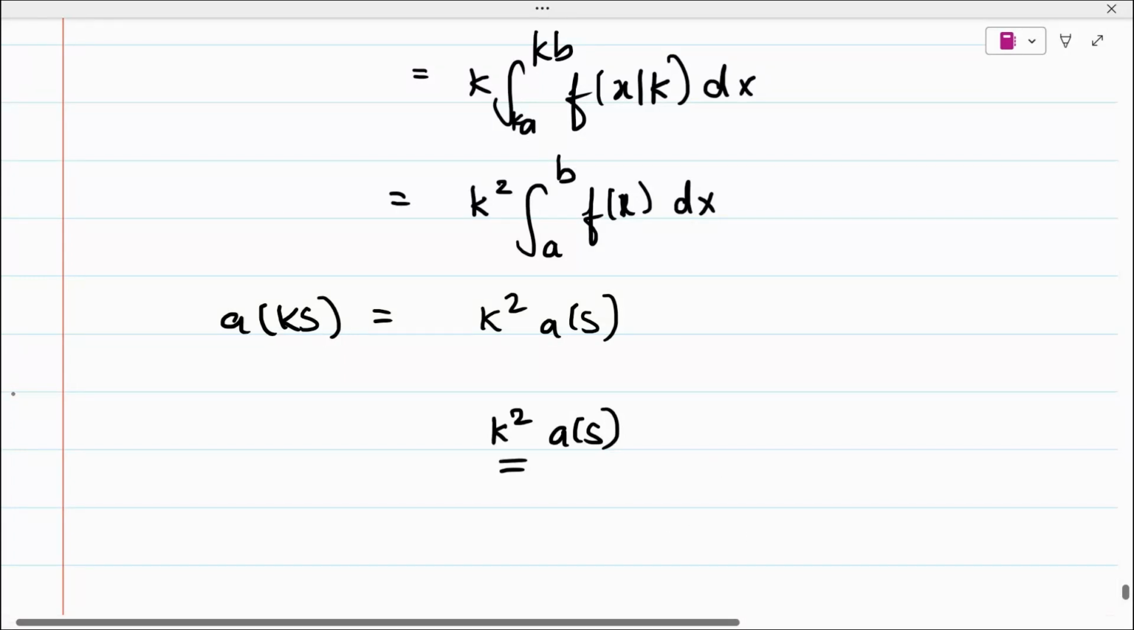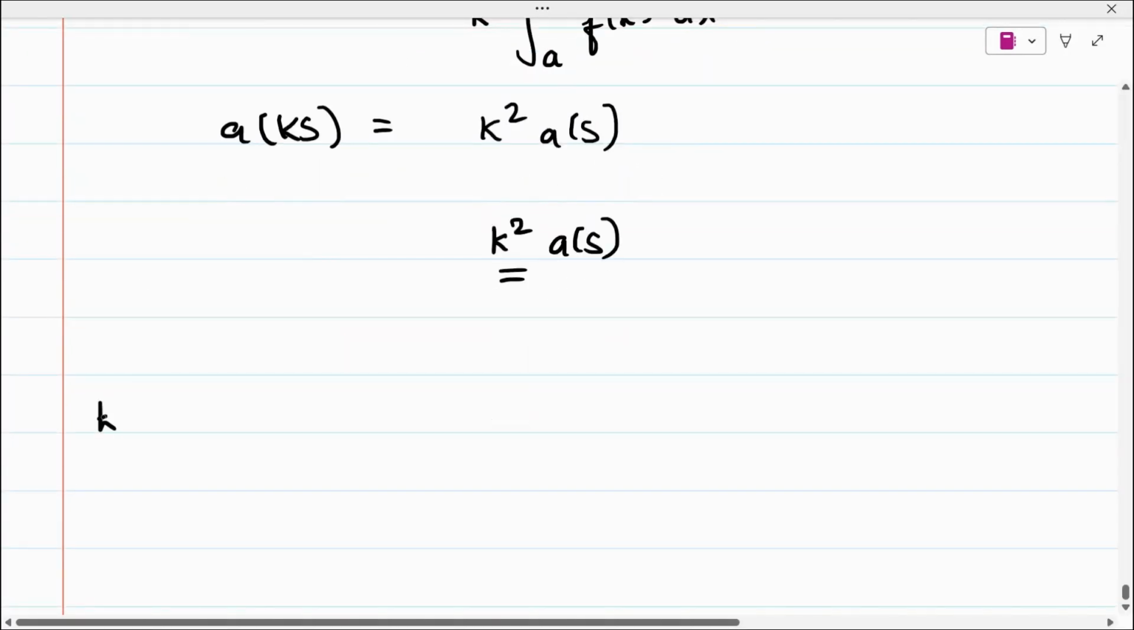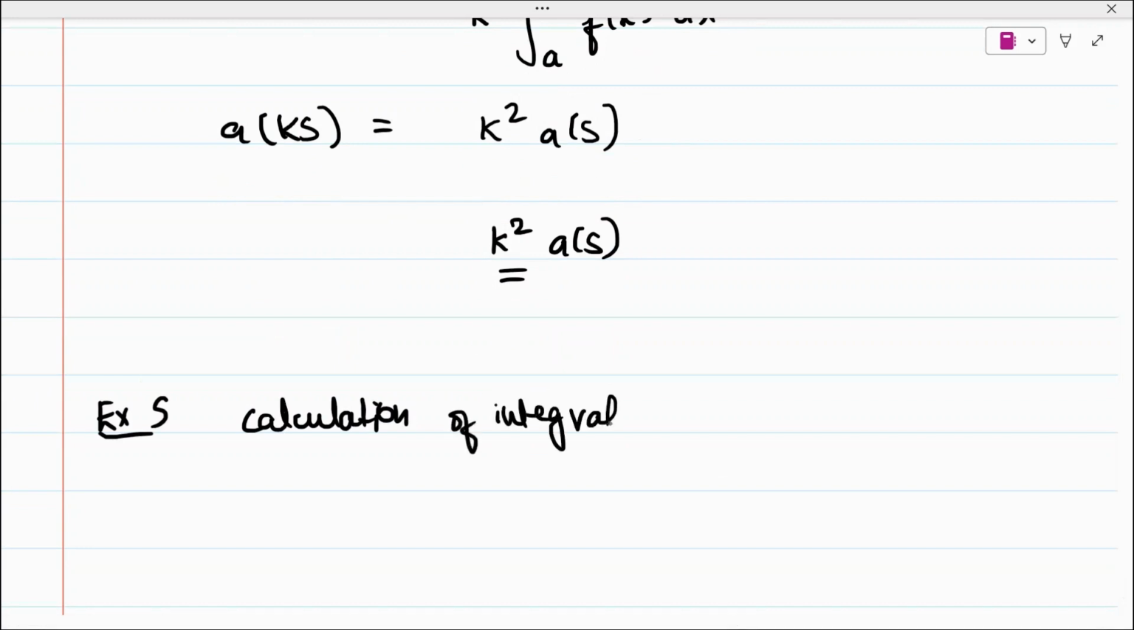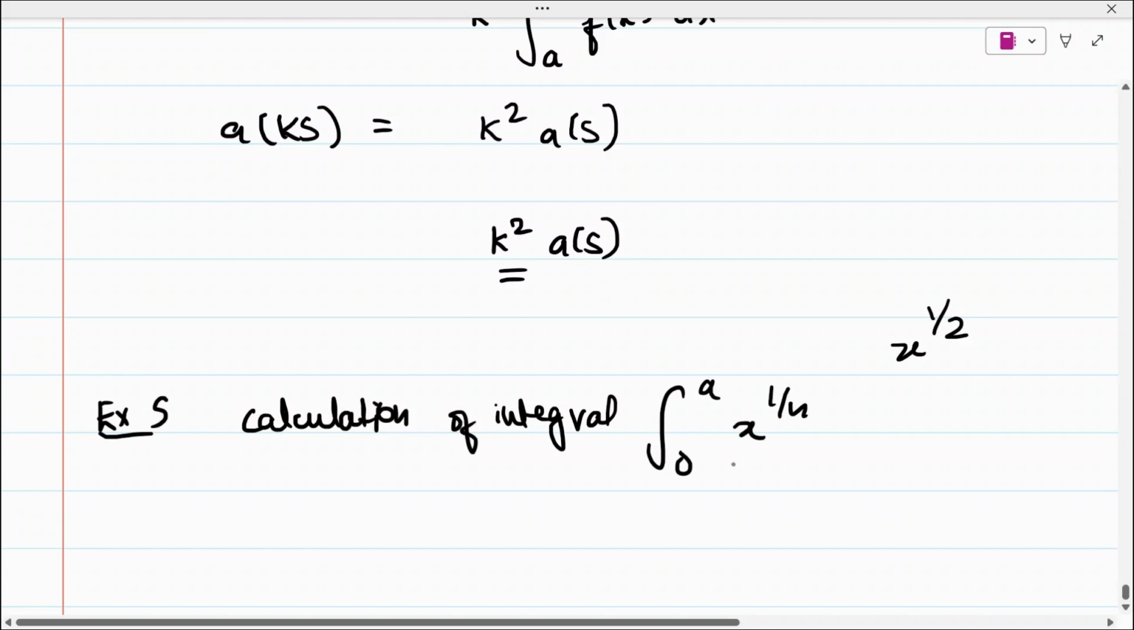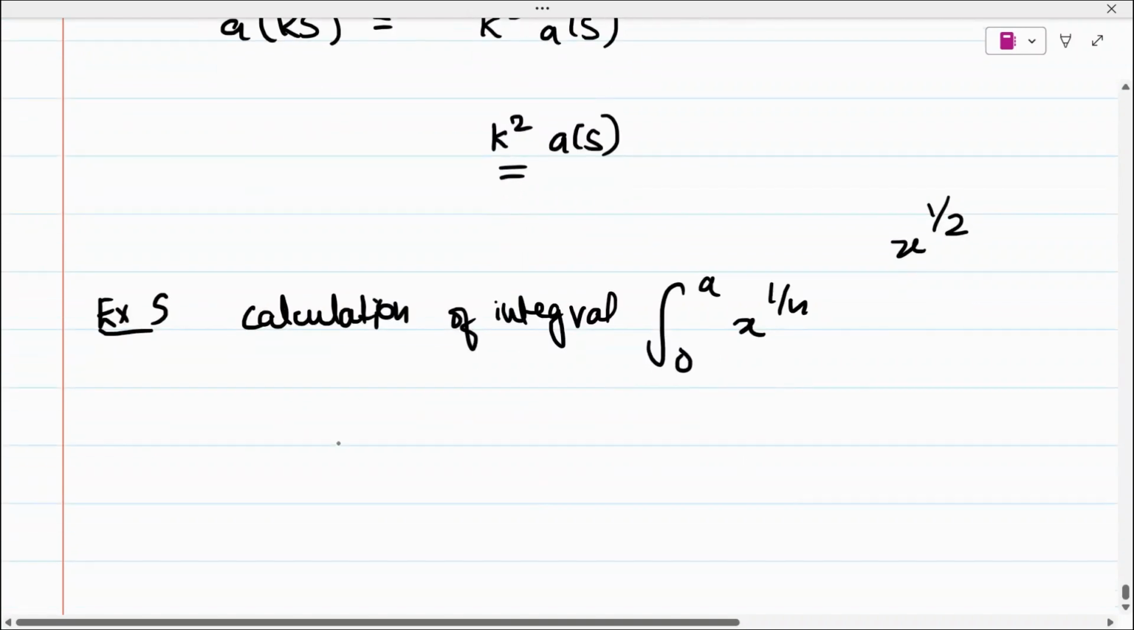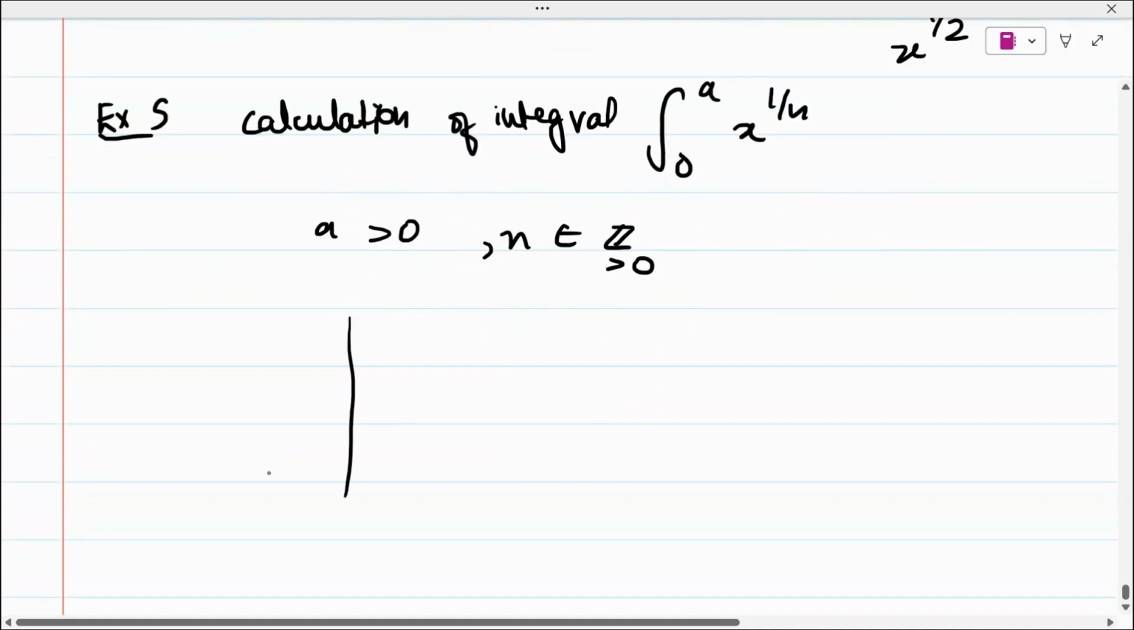So next we come to example 5, that is calculation of an integral from 0 to A of x to the power 1 by n. In the book it's actually x to the power 1 by 2, but this is generalized and we can prove the next theorem also. So here A is greater than 0 and n is a positive integer. Okay, so now let's draw a graph of x to the power 1 by n.